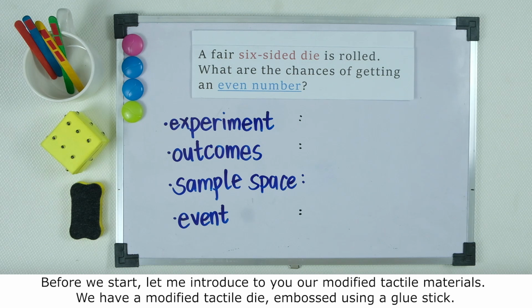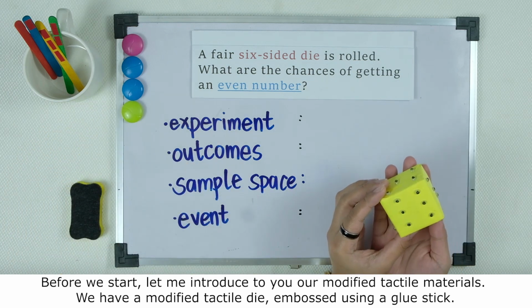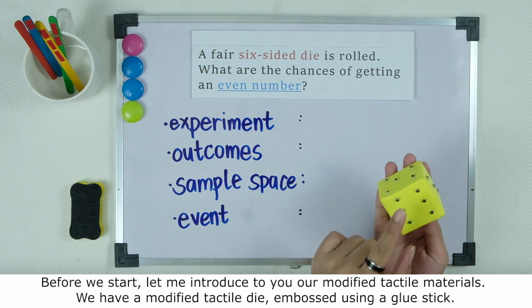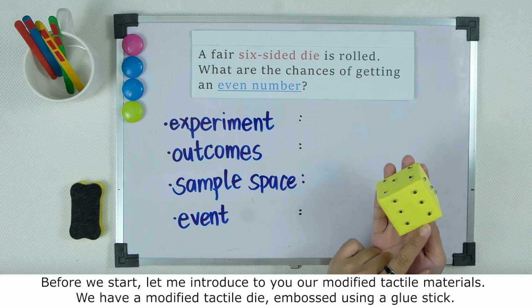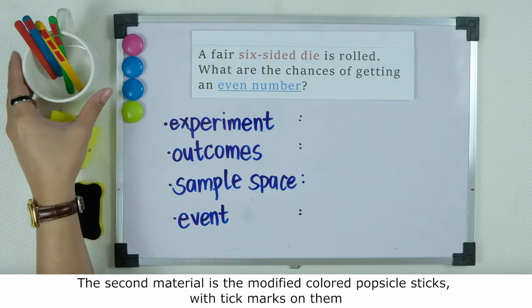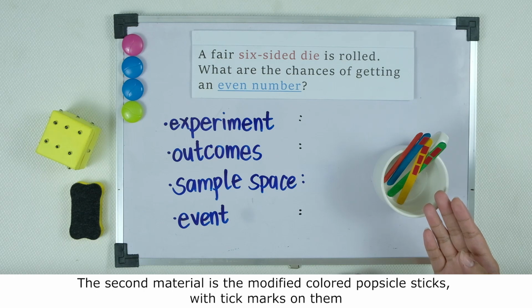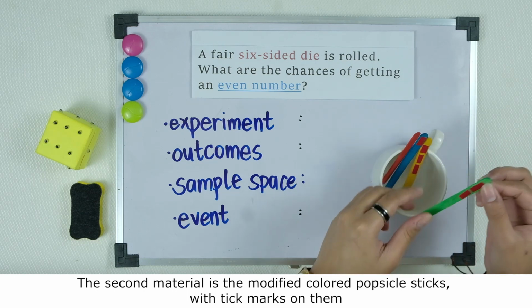Before we start, let me introduce to you our modified tactile materials. We have a modified tactile die embossed using a glue stick. The second material is the modified colored popsicle sticks with tick marks on them.